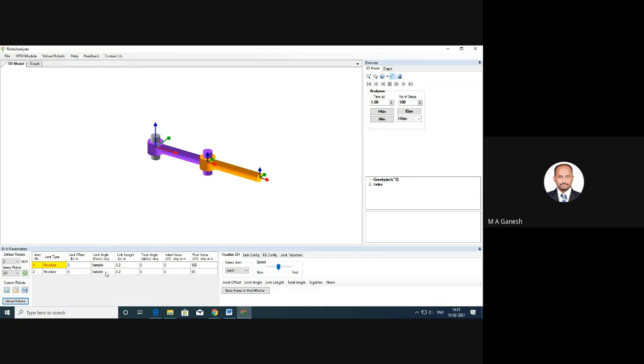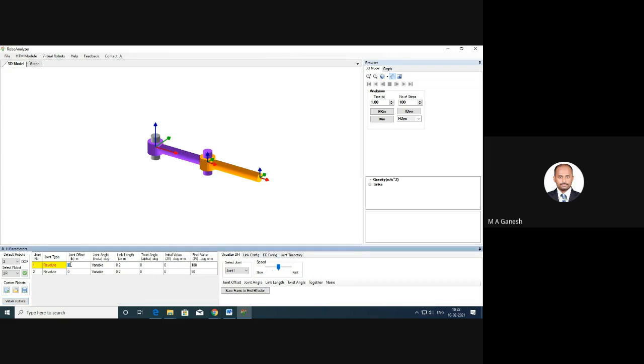Then the link length, which is how much the length of the link is, and then the twist angle. Compared to the second joint, what is the twist of the first joint? Compared to the third joint, what is the twist of the second joint? This is what you should mention in this table.